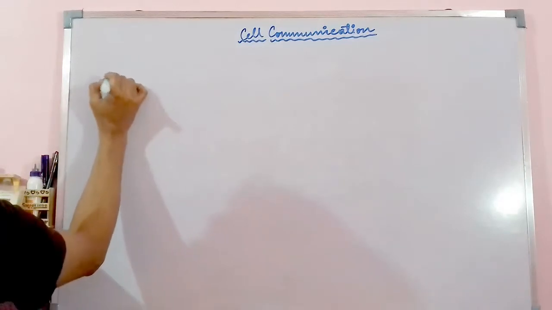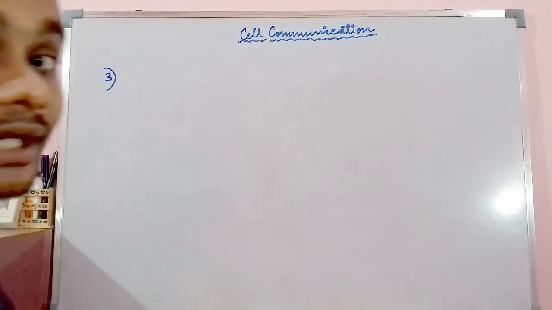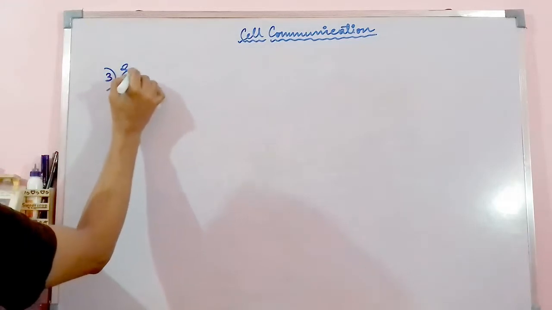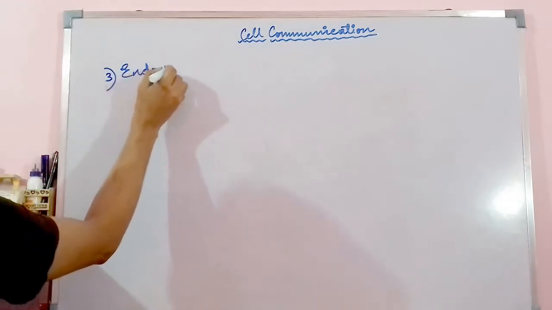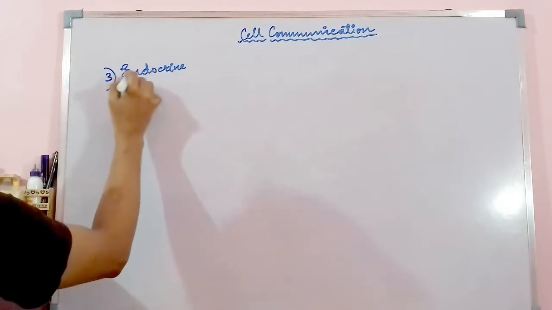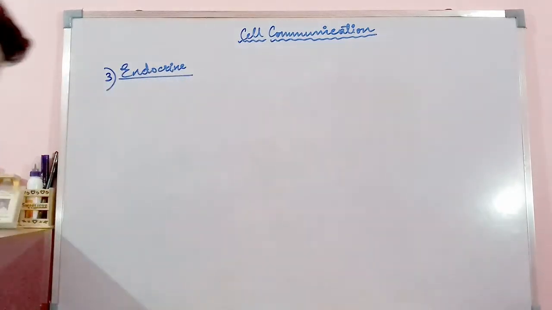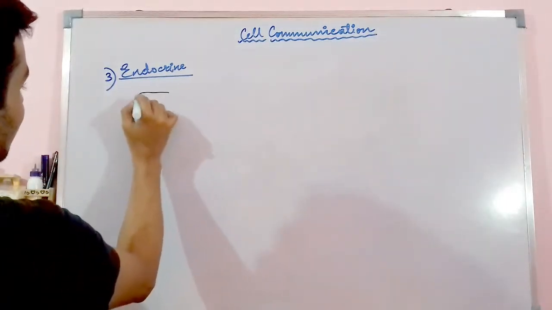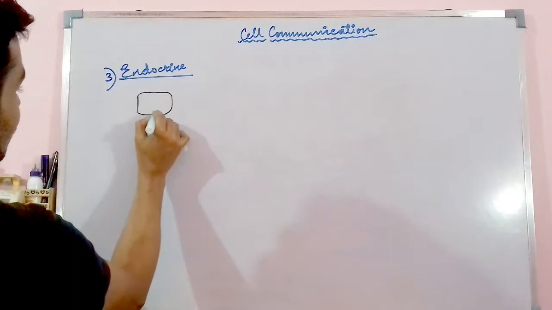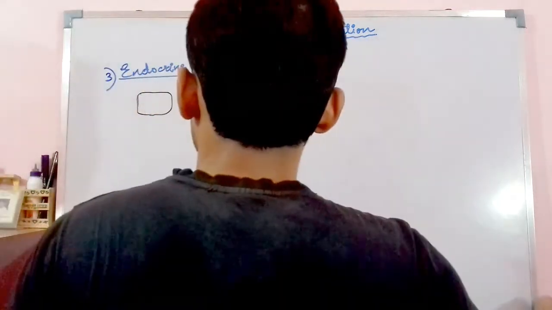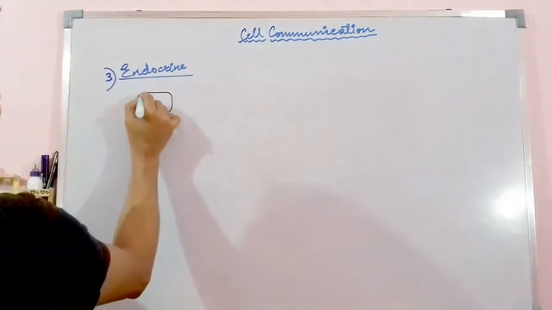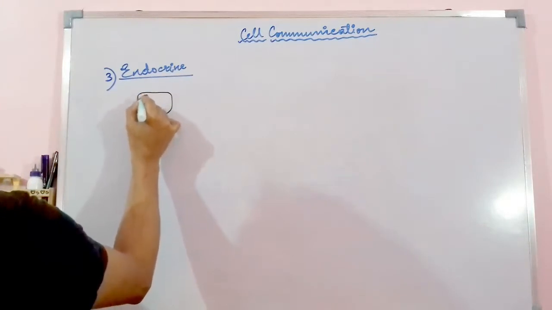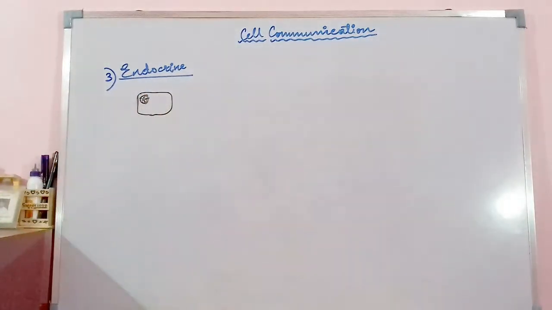So let's have a look at how the endocrine signaling pathway is happening. Now again, let us consider a cell. Let us consider a particular cell here which has a nucleus as usual, and the chromatin material or the chromosome materials are present here. Now in this particular case, what is happening?